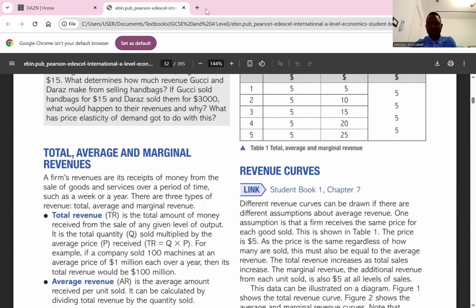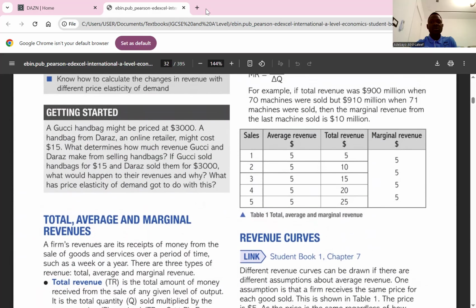Table 1, yes, the price is 5. So for one product sold, the total revenue is 5. And the average revenue is what? Total revenue divided by output. So 5 divided by 1 will give us 5. The table we are looking at here is showing us that there's a constant price irrespective of the output. So if the price is constant, irrespective of the output, our marginal revenue and the average revenue will be what? Will be the same. I think the point is clear there.